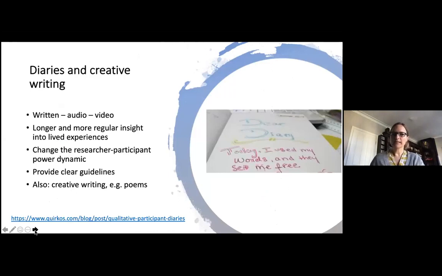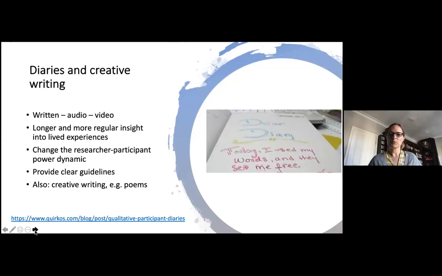Generally, diaries or creative writing are a really good way of collecting that kind of data. You could ask people to keep a written diary, or do an audio recording or a video recording that they can share with you. It gives you that longer-term insight into lived experience, and more regular insight, rather than just one snapshot of a particular moment. It also helps to change the researcher-participant power dynamic, as I mentioned before, because people choose what they want to write down, what they want to share with you, what was important for them on that particular day when they did the recording.